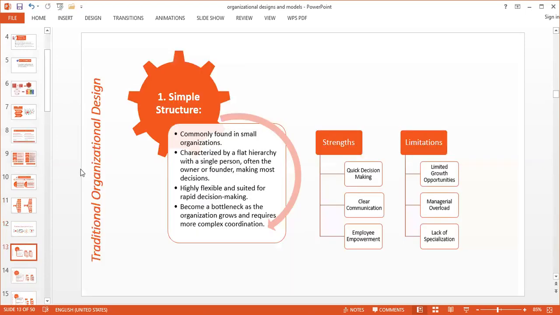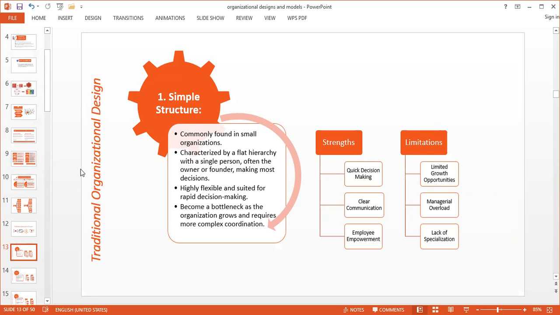Here is the simple structure, which is commonly found in small organizations characterized by a flat hierarchy with a single person, often the owner or founder, making most decisions. Highly flexible and suited for rapid decision making. The simple structure design can become a bottleneck as the organization grows and requires more complex coordination.